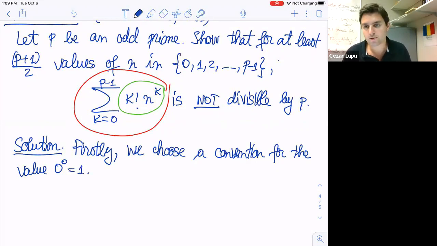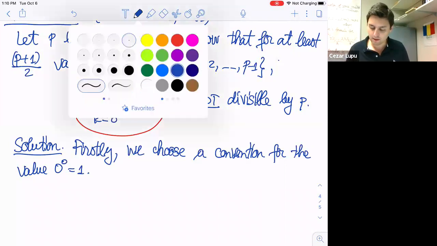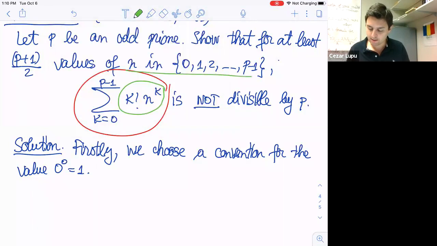Because if I instead take 0 to the power of 0 to be 0, the problem will not be valid anymore. Just take p equals 3. So anyway, once I have this out of my way, I would like to use Wilson's theorem. But the way I'm going to use it is not the usual one. Keep in mind that n is in this set here.